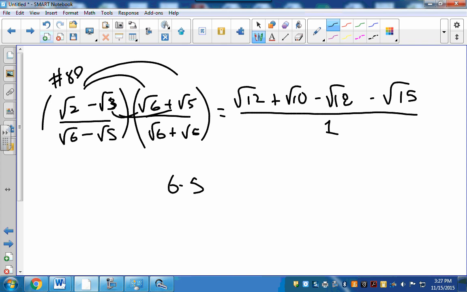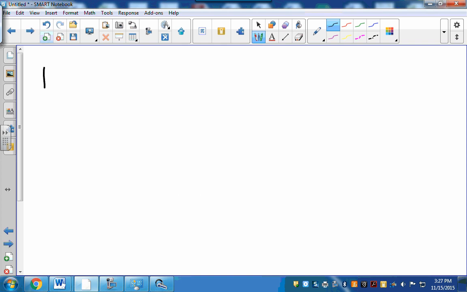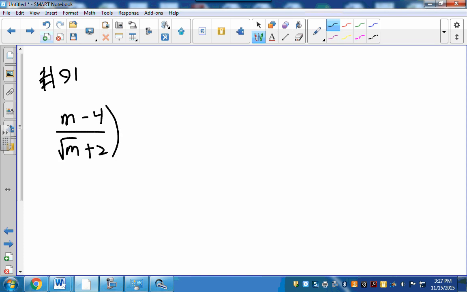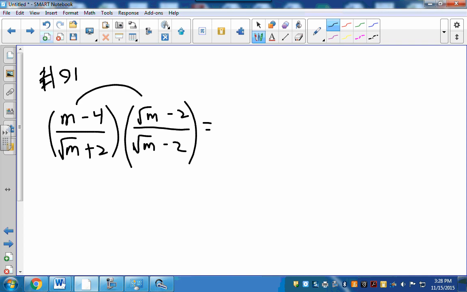Okay? Number 95, very similar. 91. Skip that. Let's do 91. M minus 4 over root m plus 2, using the conjugate again. Root m minus 2, root m minus 2 up top. You just have to FOIL it out. M, root m, minus 2 m's, minus 4 root m's, and then plus 8.